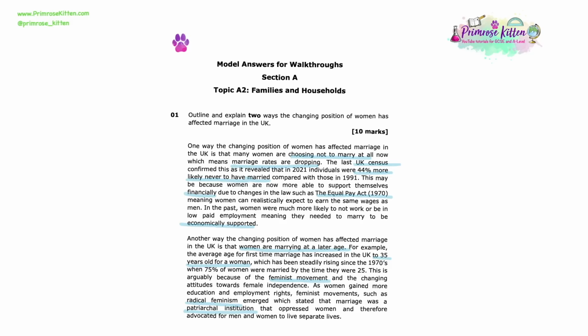Okay, so what you can see in that first point is that straight away in the first sentence, the link is made between the changing position of women and marriage in the UK. And here that link is regarding marriage rates dropping. That link is then supported with some fantastic contemporary evidence in the form of the UK census.